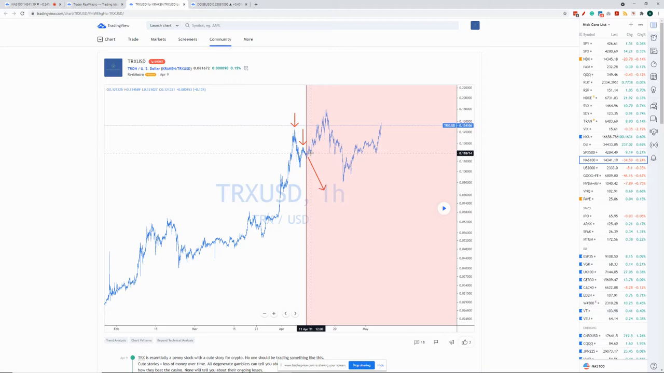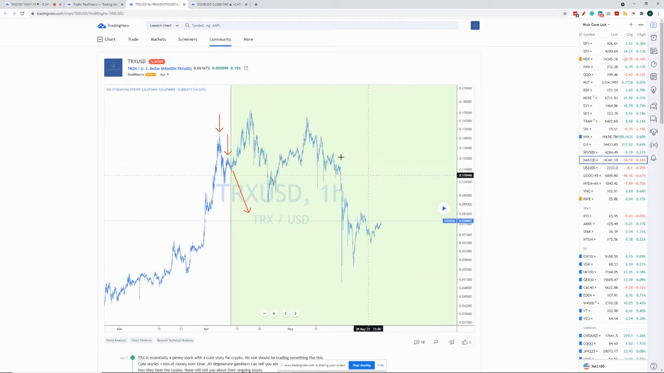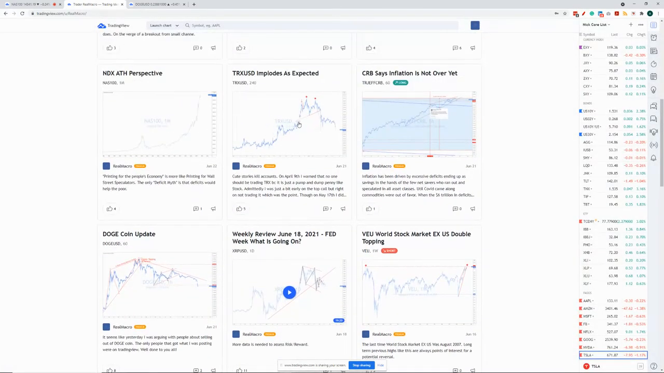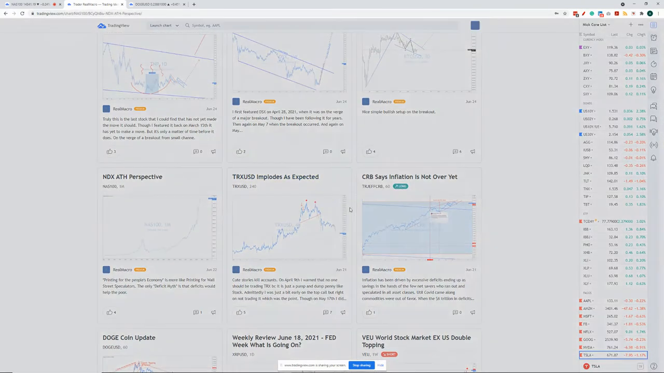It came down slightly, then boom, blew up in my face, came back down, came back up, and then formed a second top. A little bit early, but it did fall apart ultimately. So that's Tron. Again, I would not recommend anybody do that.